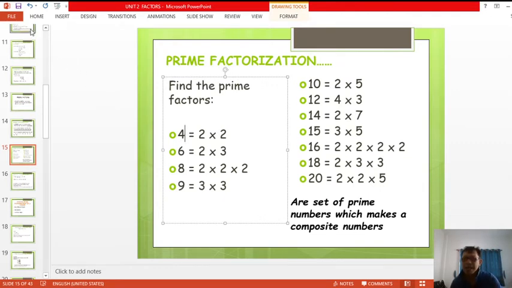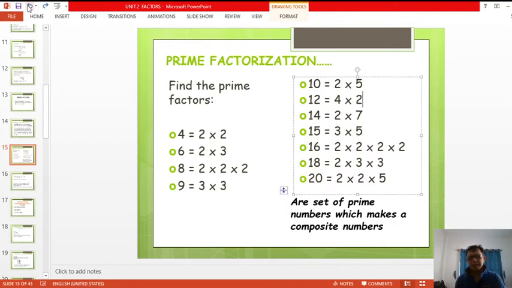So, the correct answer for prime factorization of the number 12 is, hold on, let's put it back. 2 times 2 is equals 4 times 3. Okay, so I hope you understand that. Now, how about 14? Of course, 14 is very easy. It's just 2 times 7.